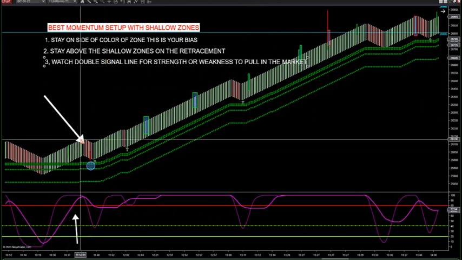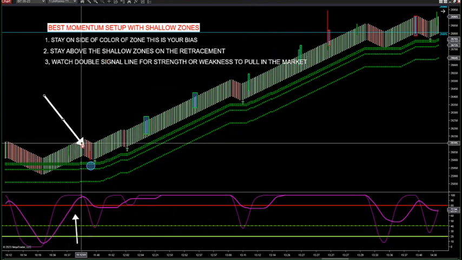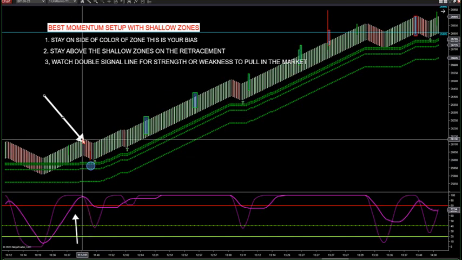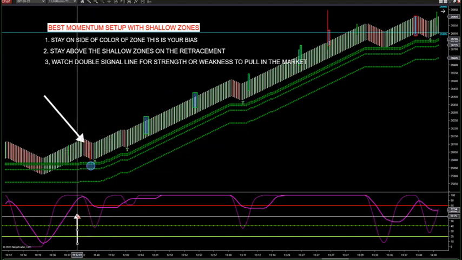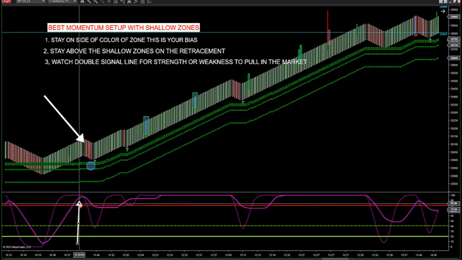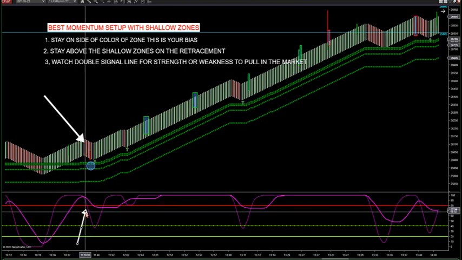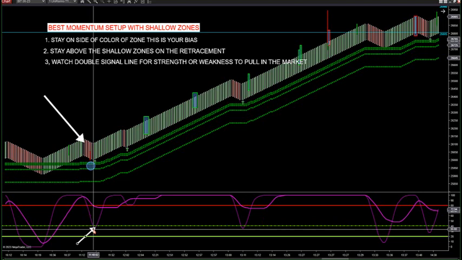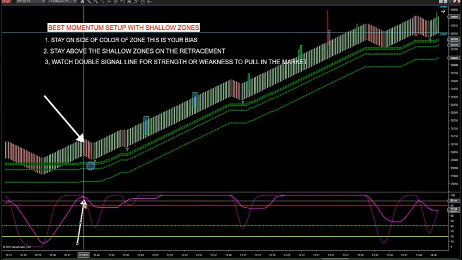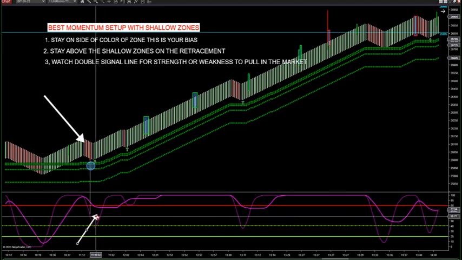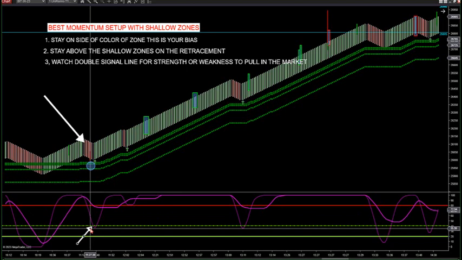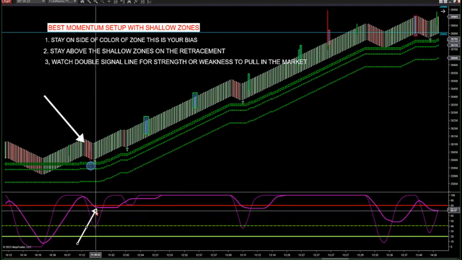we get a red Renko bar. That first red Renko bar, you're above the shallow retracement. I've got two signal lines down here. I've got my one, which is here, and then I've got my other one, my longer one, which is there. All right, we have these workspaces set up for you. One here, other one here.